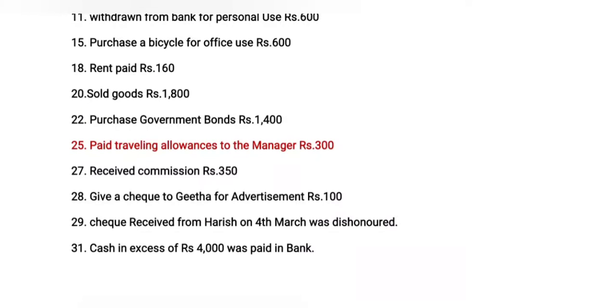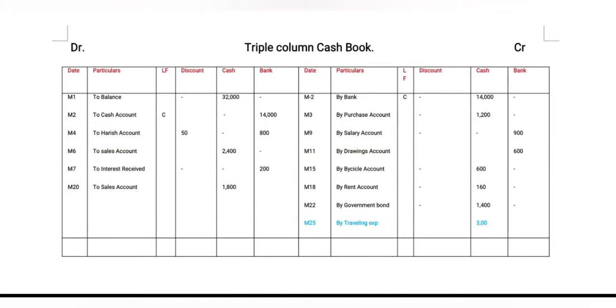March 25th, paid traveling allowances to manager, 300 rupees. Here also it is an expenditure. Cash is going out of the business. That's why the cash account is credited. We are going to the credit side of the cash book. In the date column, 25th March, by traveling expenses. Amount is paid in cash. That's why we come to the cash column, 300 rupees. This transaction is also completed. Now we are going to another transaction.